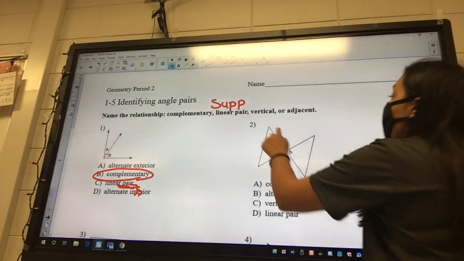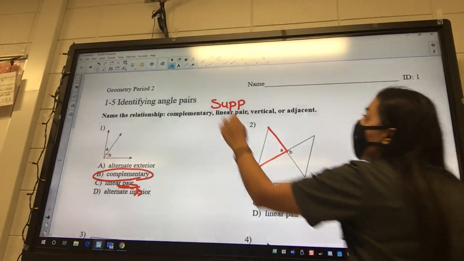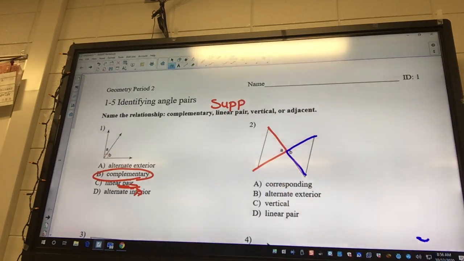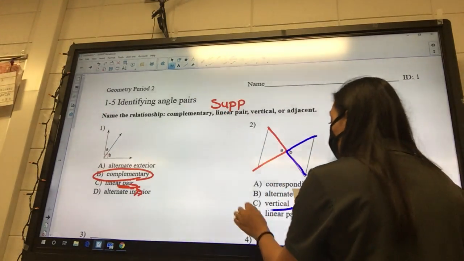Okay, we have this angle, angle A, and we have angle B. They're vertical. Perfect. Vertical.